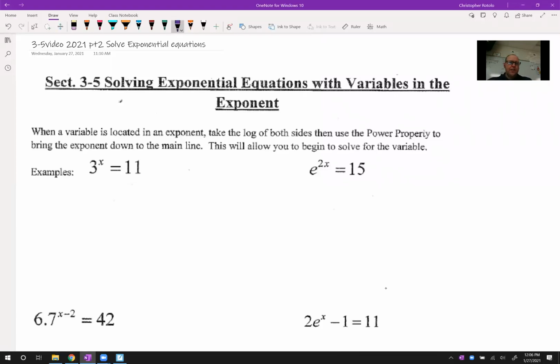Hey there, pre-calc. We're going to take care of the second half here. We're going to solve exponential equations. That means we have an exponent, right? And what happens is the variable is in the exponent.